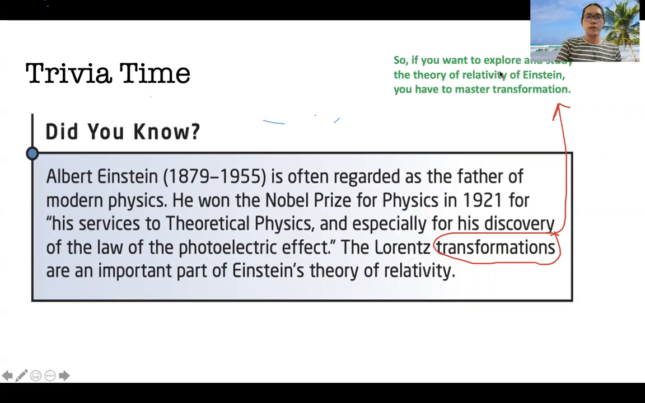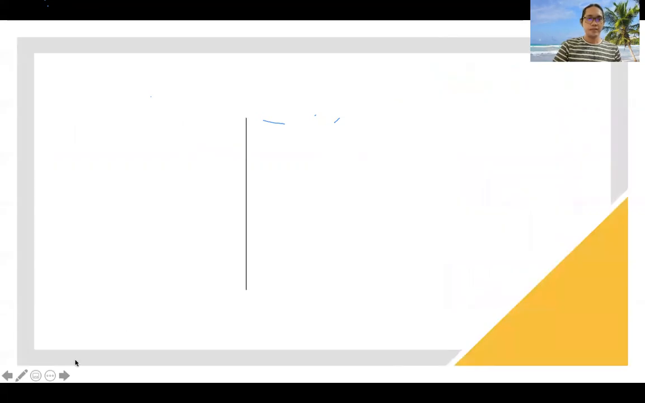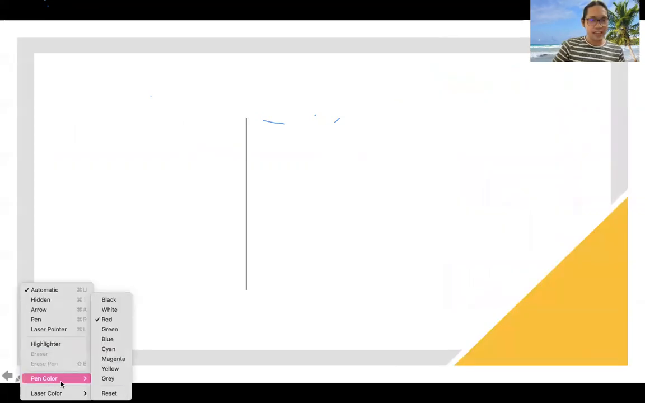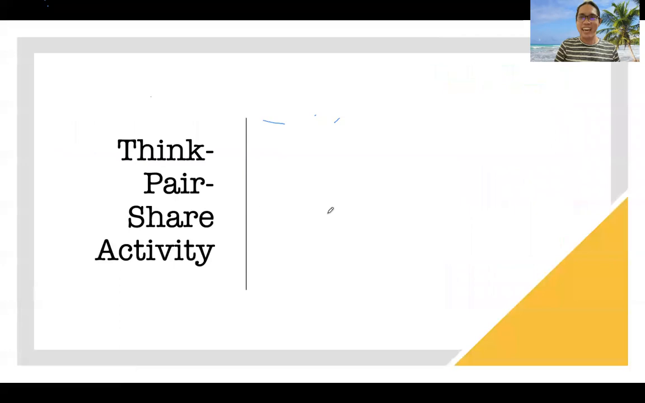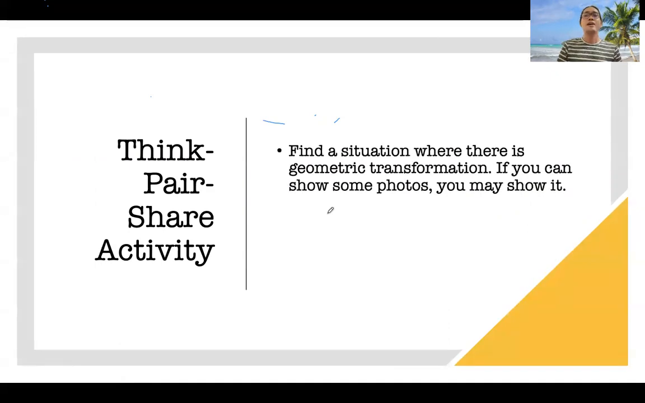I'll just turn on the pen so that later it will be easier for us to handle this. Let's do the think, pair, share activity, and you can do it as you watch this video, and we will continue later about the activity. Find a situation where there is a geometric transformation. If you can show some photos, you may show them to your teacher. But let's pause for a moment and try to think about a situation where you can apply the geometric transformation.